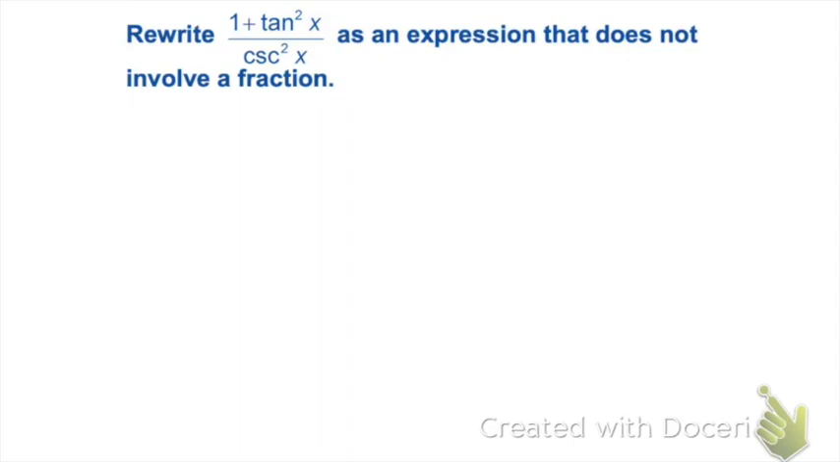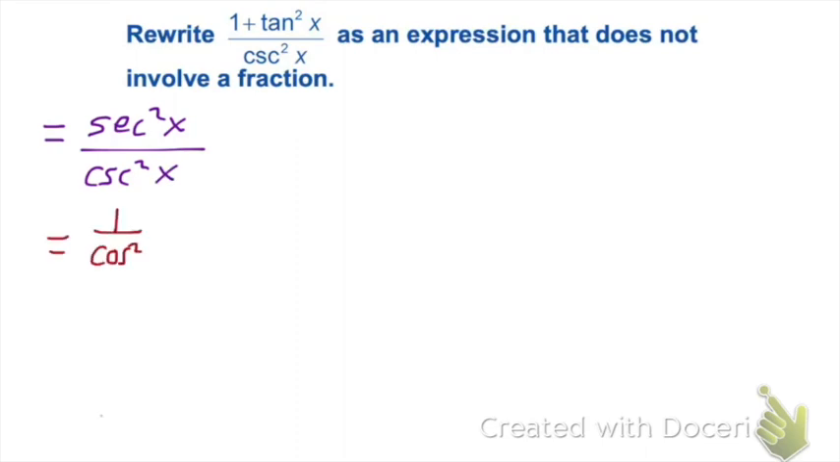So now we have (1 plus tangent squared x) over cosecant squared x. We want to rewrite this where there are no fractions. Well, if you go to your Pythagorean identities, 1 plus tangent squared x is the same as secant squared x. So we can switch that out right away. Now we have secant squared over cosecant squared. So the numerator becomes 1 over cosine squared x. The denominator becomes 1 over sine squared x.